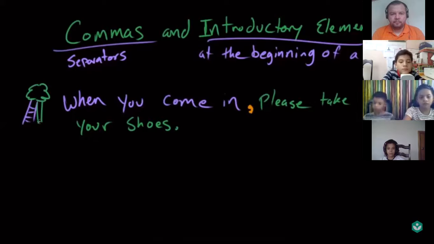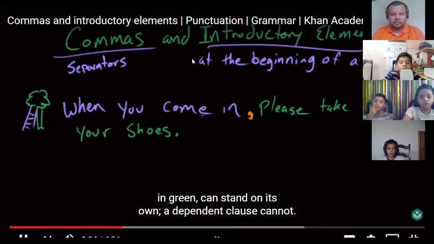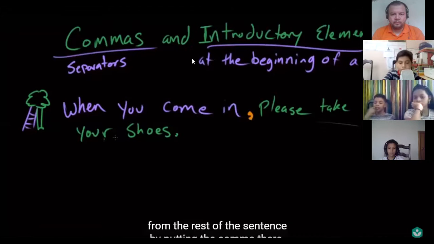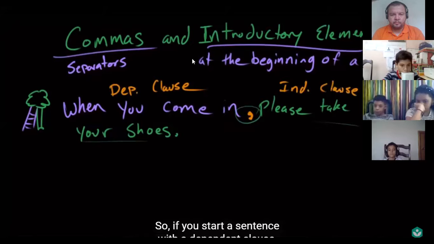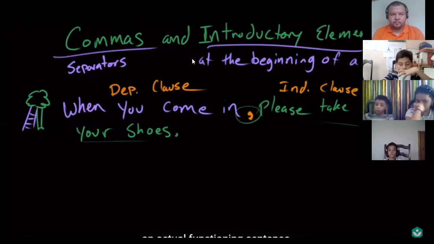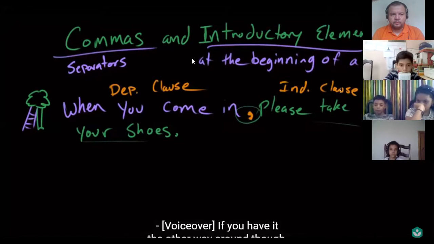Because an independent clause in green can stand on its own, a dependent clause cannot. So we need to differentiate it from the rest of the sentence by putting the comma there. So this is a dependent clause, and this is independent clause. So if you start a sentence with a dependent clause, you're going to need to put the comma in the middle before you proceed to the independent clause, which is the part that makes it an actual functioning sentence. Right. If you have it the other way around, though, if it's just please take off your shoes when you come in, no need for a comma. I'll show you.